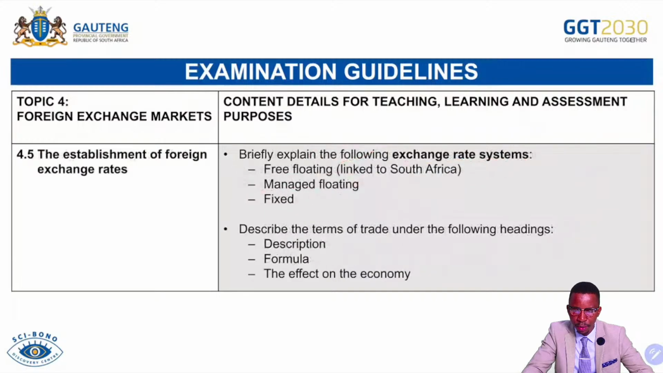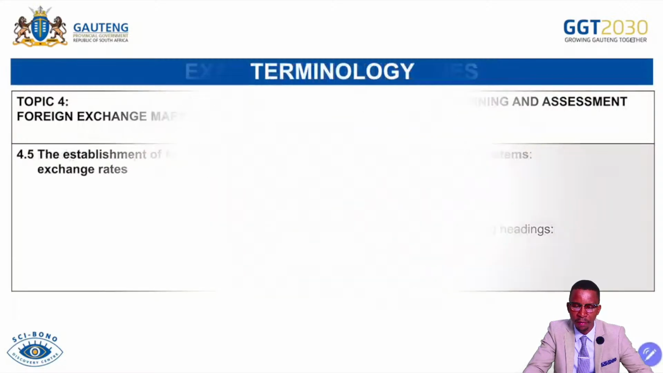And then we continue. Firstly, briefly explain the following exchange rate systems, where we talk about the free floating, managed or controlled floating, as well as the fixed. Also describe the terms of trade under the following headings: description, where you must be able to define or describe terms of trade, the formula, and the effects of terms of trade in the economy. That will also be explained in this lesson. So this is your examination guideline for today's lesson. The rest will be part of the revision.